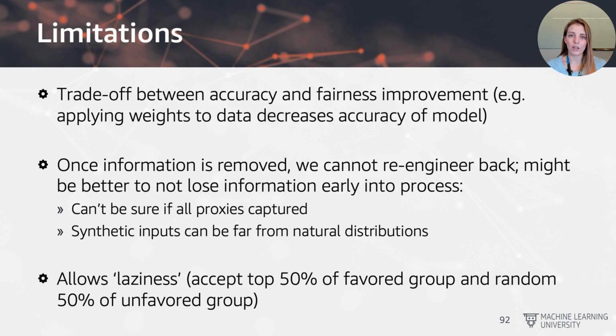And we already called out that there are these laziness issues where we could say that we want to accept the top 50% of the favored group and a random 50% of the unfavored group, and that would mean meeting the criteria, but obviously that is not a desired solution or desired outcome.